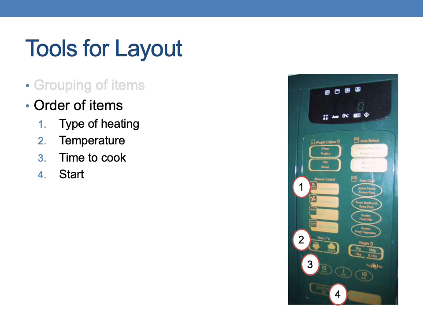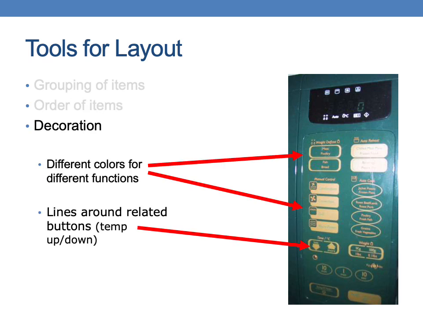Second, the order of items. The layout in the control panel is ordered in such a way that users naturally configure the settings, from the type of heating, to temperature, to cooking time, and then start the oven. For decoration, it uses different colors to distinguish different functions. It also uses lines around related buttons, such as the grouping of lower and higher temperature buttons.